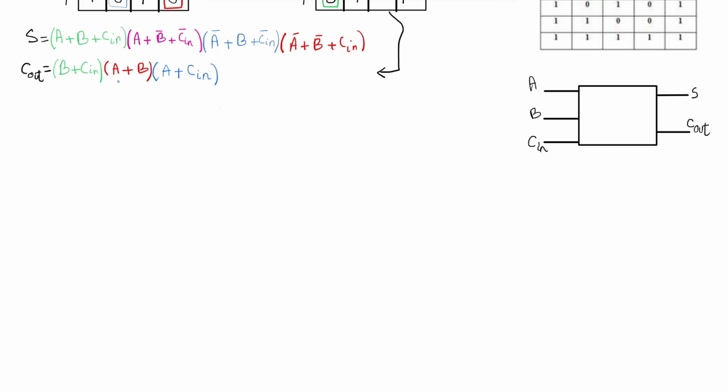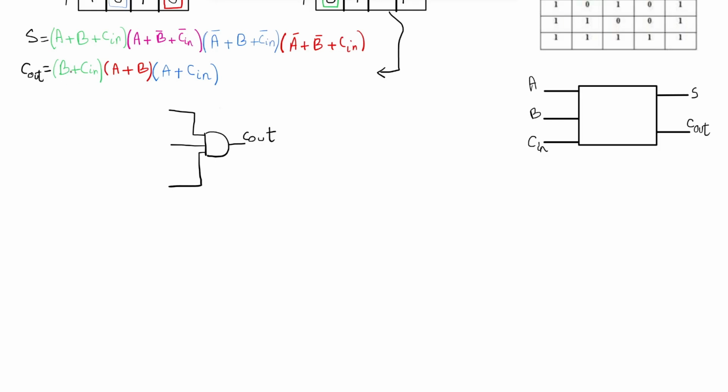So let's start with the cout first. For the cout, we have multiplication, so that means we need an AND gate first. And then this output will be the cout. And then we have 3 terms multiplied together, so that means we need 3 inputs. So this is the first input, this is the second input, and this is the third input.